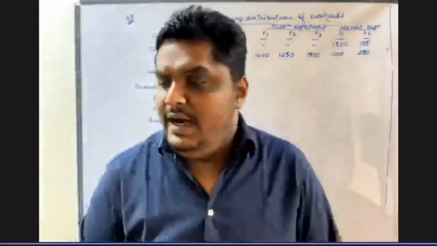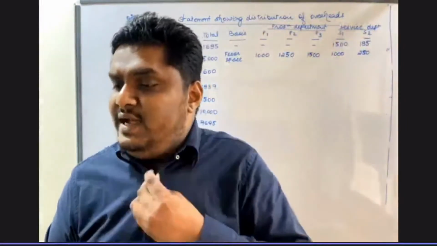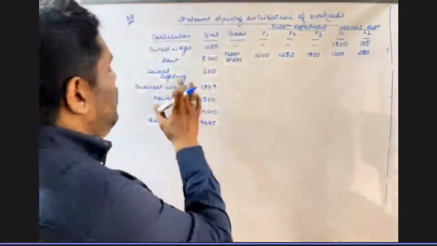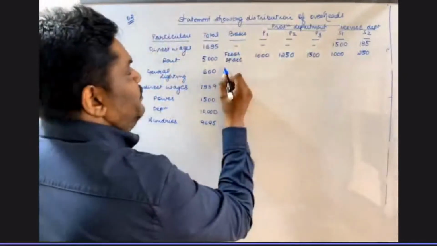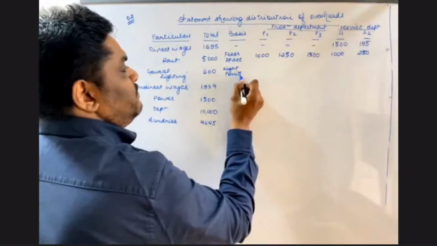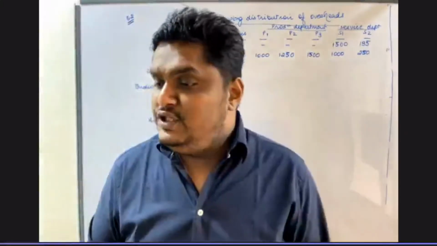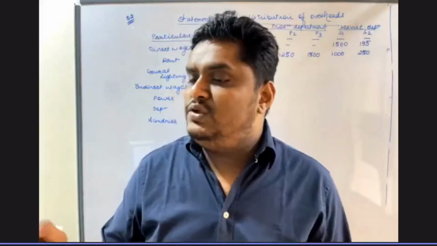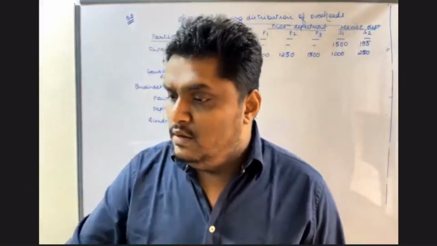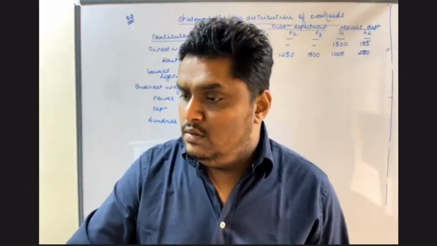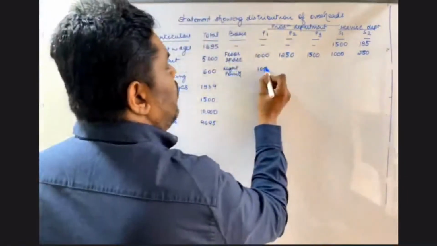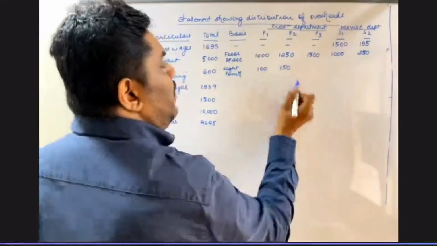When talking about general lighting, the information is given in the question as regards light points. So this will be the basis of apportionment of general lighting. So we will distribute it on the basis of light points. Herein the ratio will be 10 is to 15 is to 20 is to 10 is to 5. So this will be 25, 50, 60, 60. So this will be 100, 150.